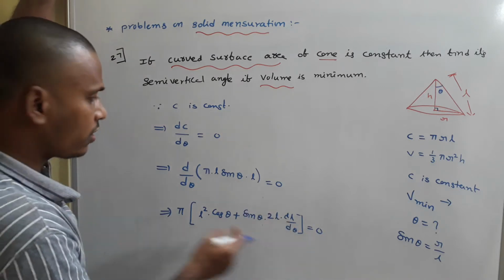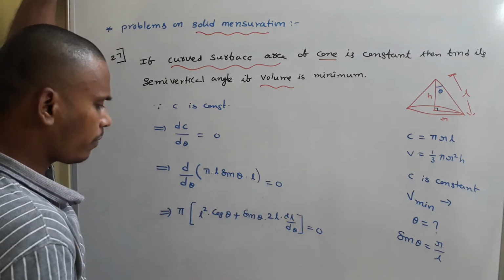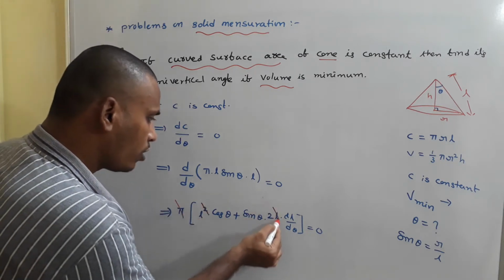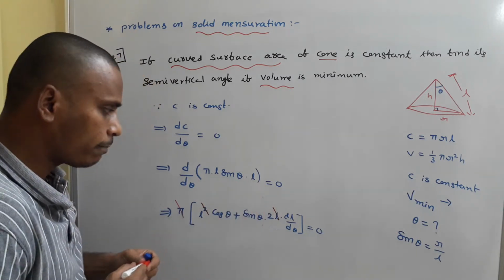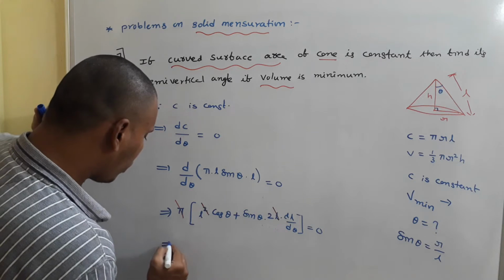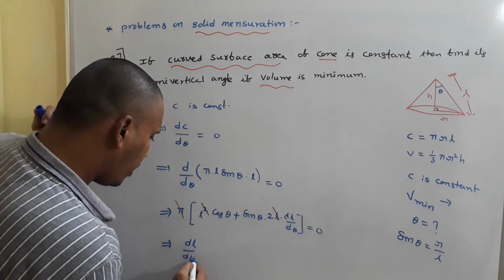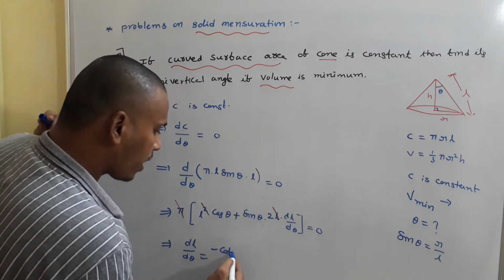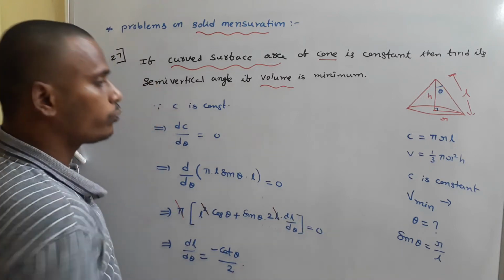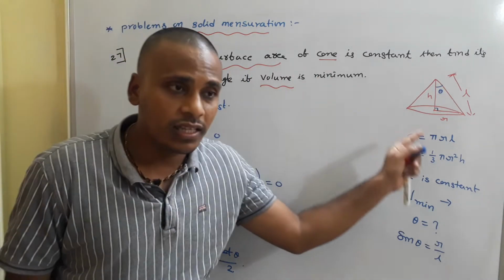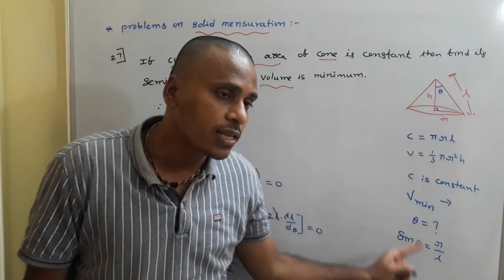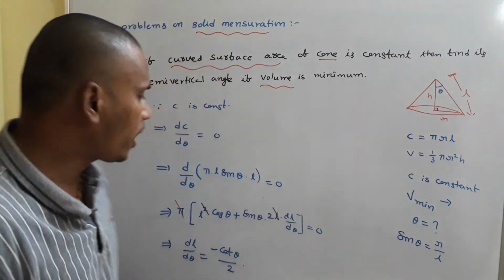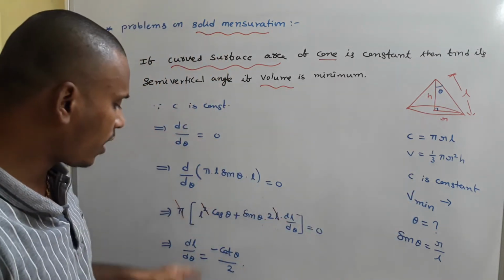Since this part is equal to 0, you just cancel out this pi as well as this L. Then what will you get? You will get the dL by d theta value. That implies dL by d theta is equal to minus cos theta by 2 sin theta, which represents minus cot theta divided by 2. Since our intention is to find the semi-vertical angle theta and sin theta is r by L, you need to express everything in terms of theta, both curved surface area as well as volume.